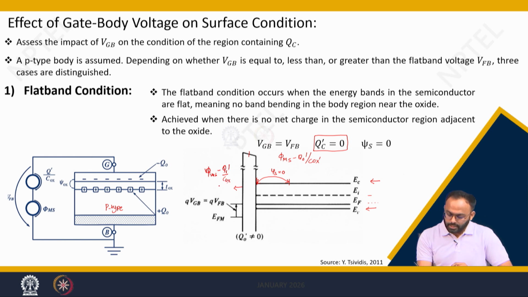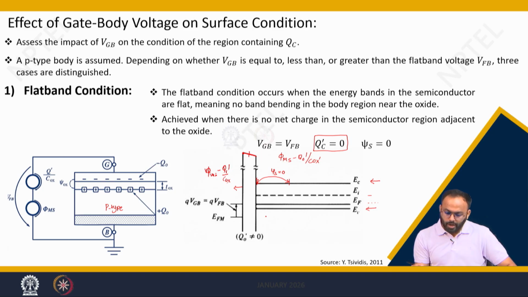To maintain this, if you are connecting a negative here, this potential energy will increase, right, and hence the bending will look like this. So there will be a bending in the oxide, but there is no bending at the surface. We are much more concerned about what the surface potential is and what the charges present in the semiconductor are.